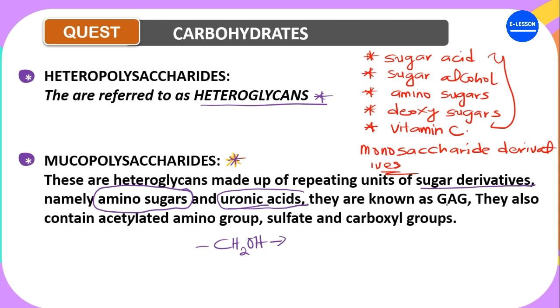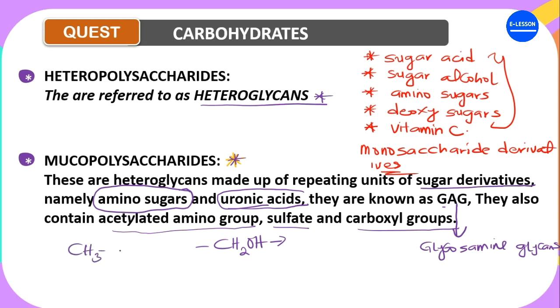Now they are known as GAG. GAG means glycosamine glycans. And they also contain acetylated amino group, sulfate, and carboxy group. Acetylated means an amino group that has an acetyl group attached to it. Acetyl group is something like this: CH3, then CO. So when you have something like this, you can say this is an acetylated amino group. Then we have the sulfate, and then finally the carboxy group.